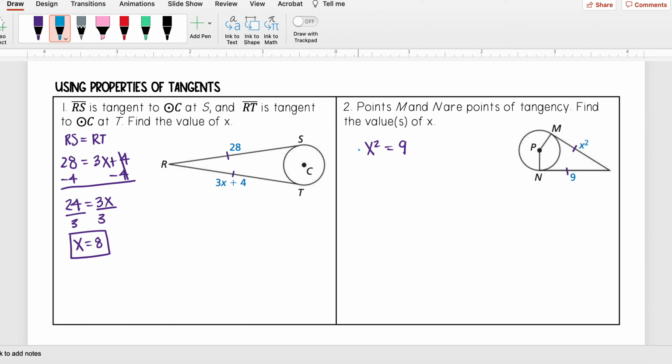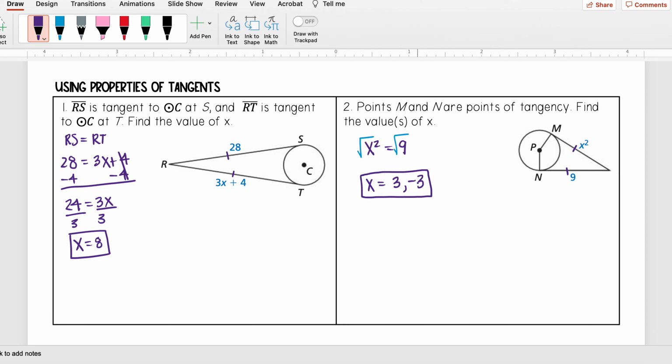And then I can take the square root of that. And here we need to be careful. So I'm actually going to get two different answers here. So that's why it says value or values here. First, I know the square root of 9 is 3, so I have x is equal to 3. But anytime you take the square root, you also get the negative of that. So that means that x can be 3 or negative 3 in this answer.